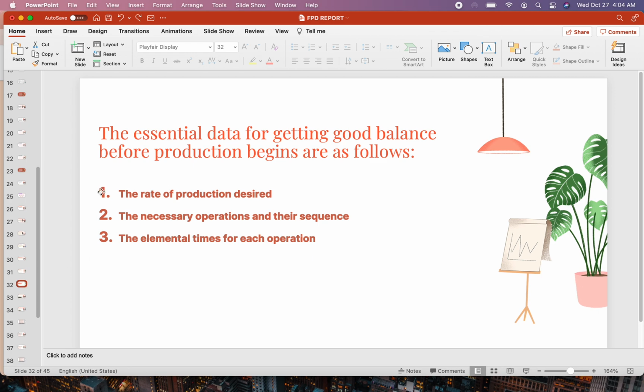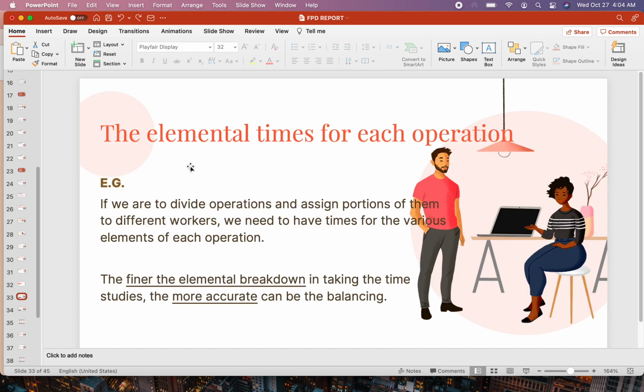And here are the essential data for getting good balance before production begins, as follows. I believe the rate of production desired, and the necessary operations in their sequence, were already discussed in Jen's video. So we are now going to dive into the elemental times for each operation.